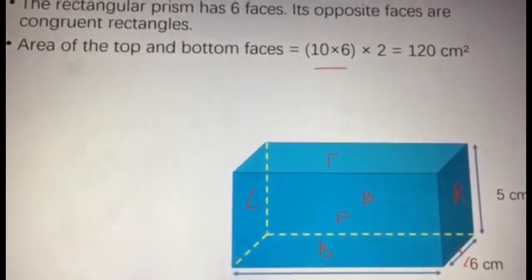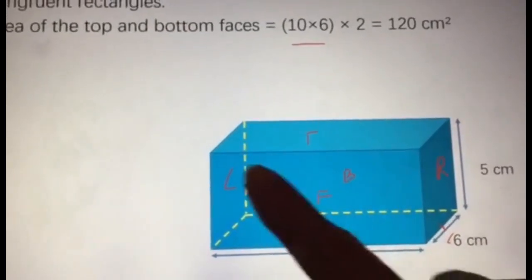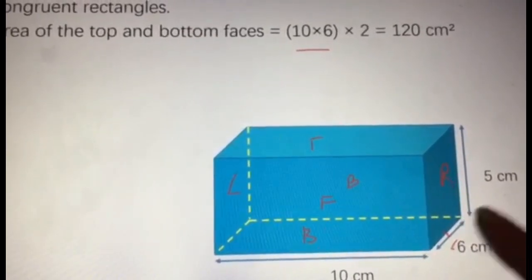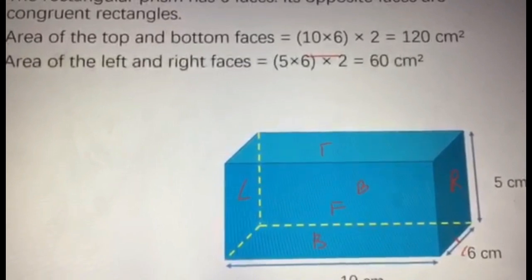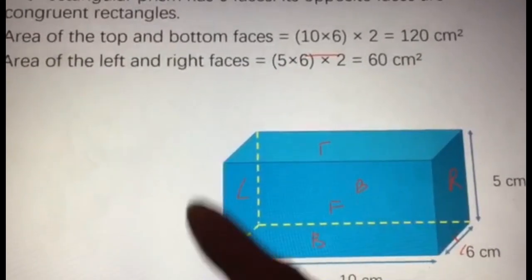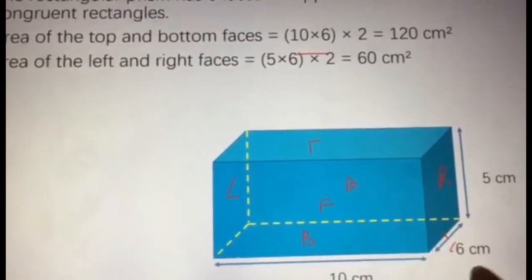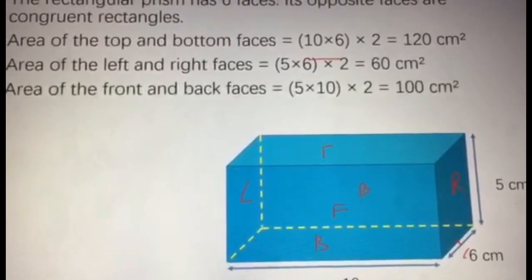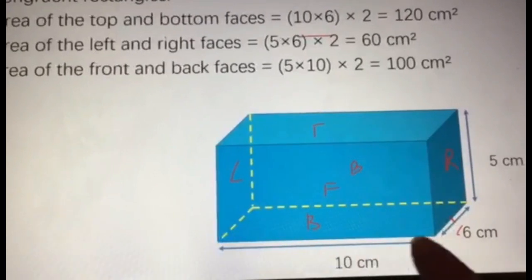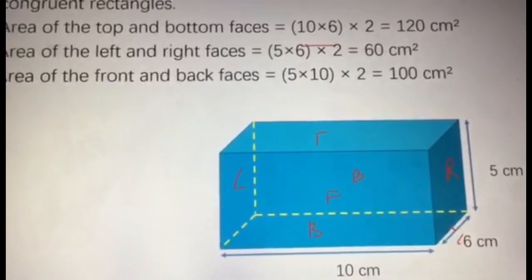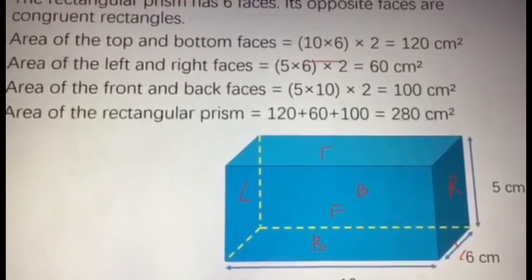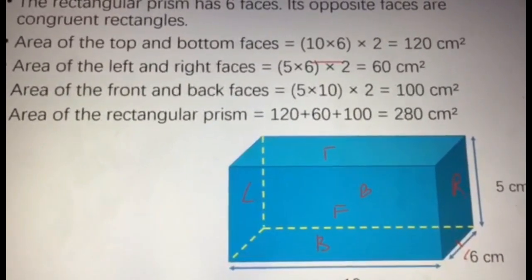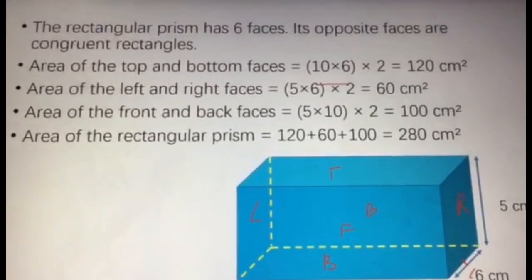The top and bottom is 10 times 6 times 2. The left and right faces: 6 times 5 times 2. The front and back is 10 times 5 times 2. And if you add up all the numbers together, you get the surface area of this rectangular prism.